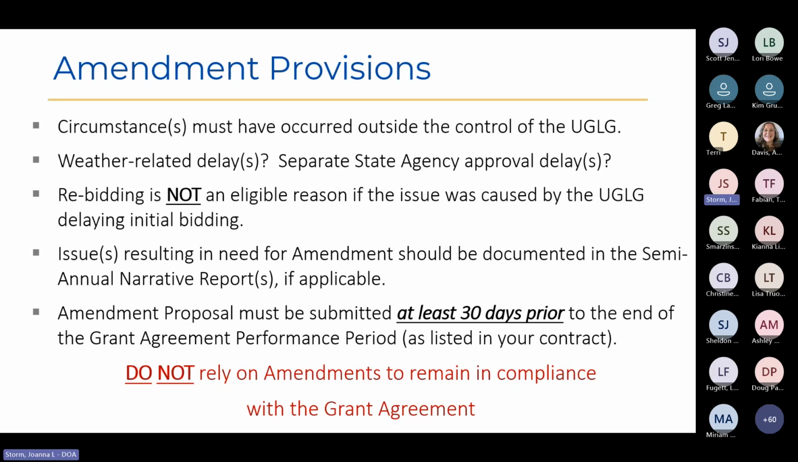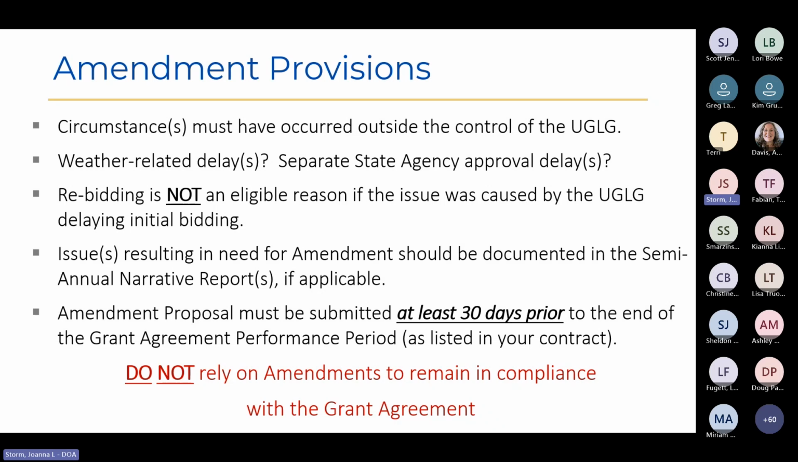Note that rebidding is not an eligible reason to request an amendment, or essentially an extension, to either your construction start date or the performance period end date if that issue was caused by the UGLUG or the municipality delaying their initial bidding process. Any issues that resulted in the need for an amendment should be documented in the semi-annual narrative reports, if applicable.